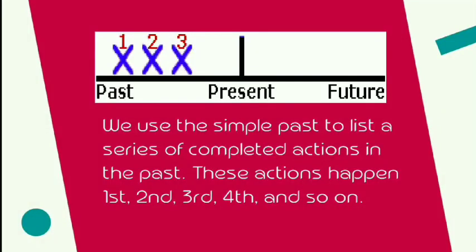For example, we have the past, the present, and the future. As you can see, I have there 3x, 1, 2, and 3. So these things happened, or this series of actions was completed beforehand. So we use the simple past to list a series of completed actions in the past. These actions happened first, second, third, fourth, and so on.